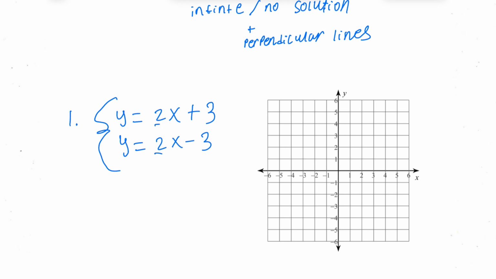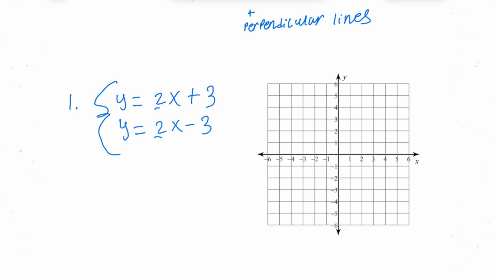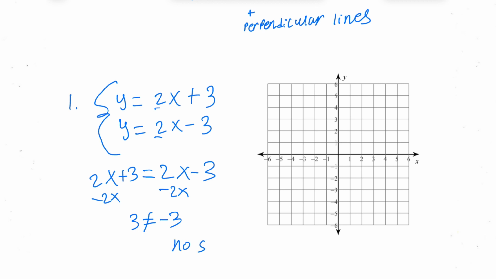If we were to solve this using substitution, what we would get would be 2x plus 3 equals 2x minus 3. And if we were to subtract 2x from both sides, we would end up with 3 is equal to negative 3, which is never possible. So this is a no solution. And these lines are parallel because of the same slope.